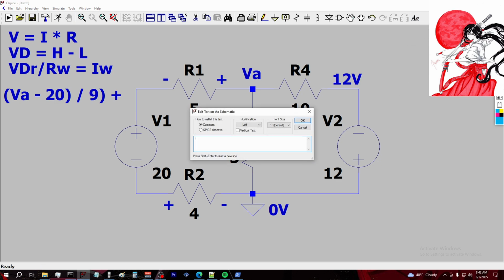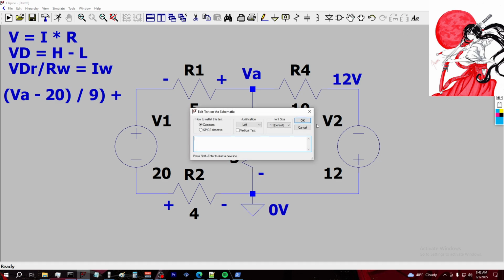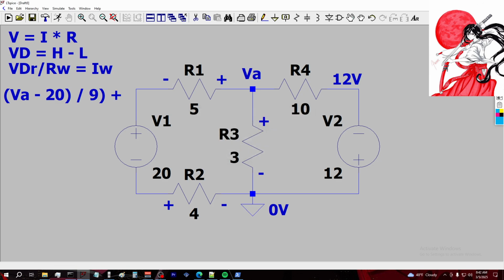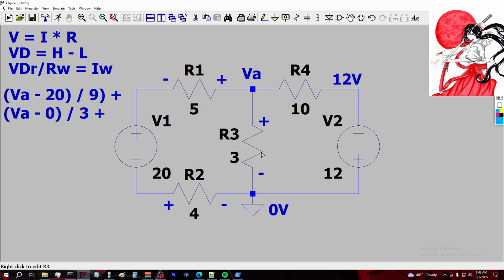So I'm going to do minus. Here we go, I'm going to do positive, because we know VA is going to be the high potential, theoretically. So we're going to write our equation: VA minus 0, because that's ground, divided by 3. We're going to add that. So we completed this right here.